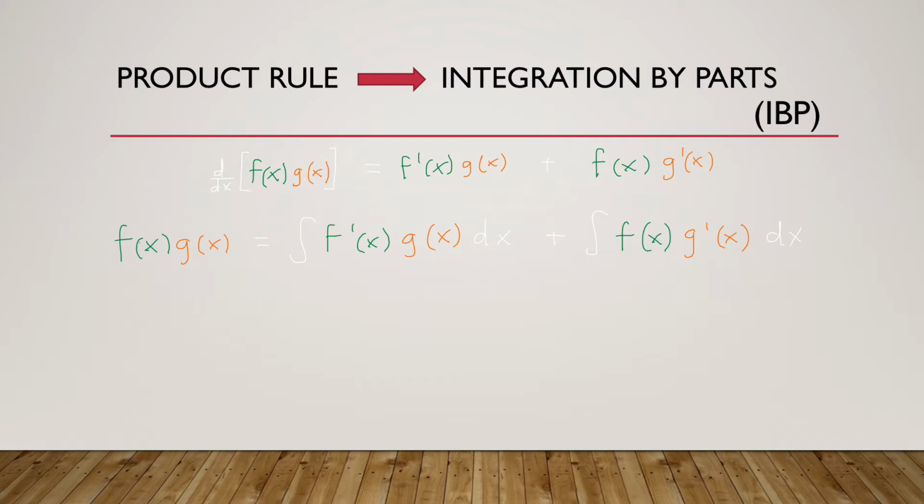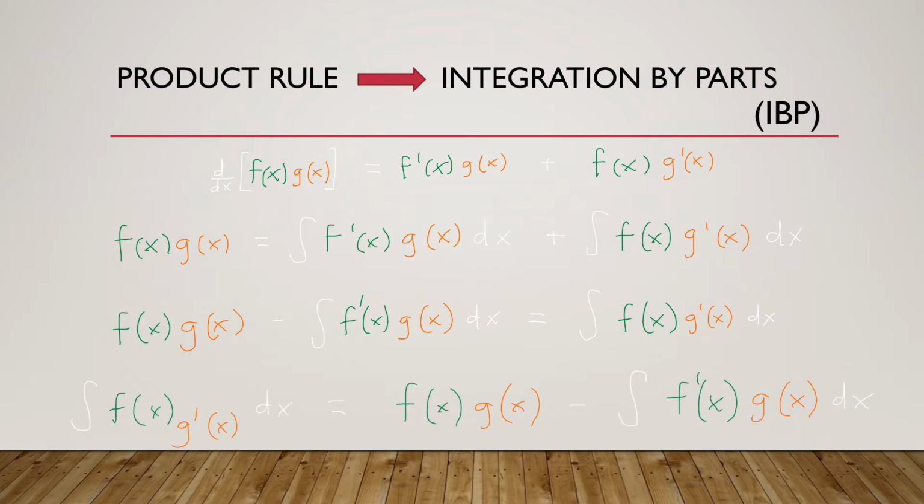When you take the derivative of two functions, you get f prime times g plus f times g prime. If we then integrate on the right hand side, subtract one of the integrals to the left hand side, and rearrange the whole problem, we get something similar to the original formula that we used for integration by parts.